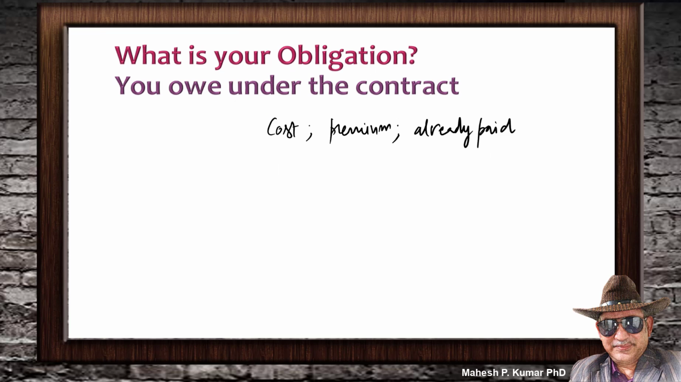What is your obligation under this contract? Well, you have acquired the right to sell the shares. The only obligation was the option premium that you had to pay, and you have already paid that to the put option seller. So that is the cost of acquiring this put option.